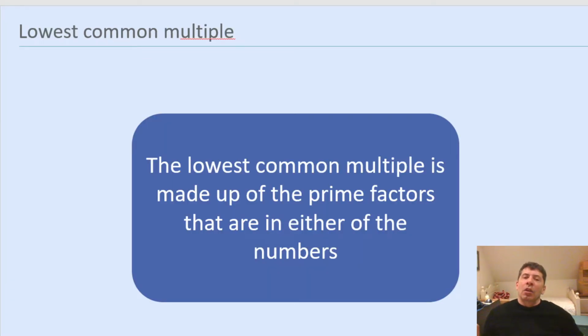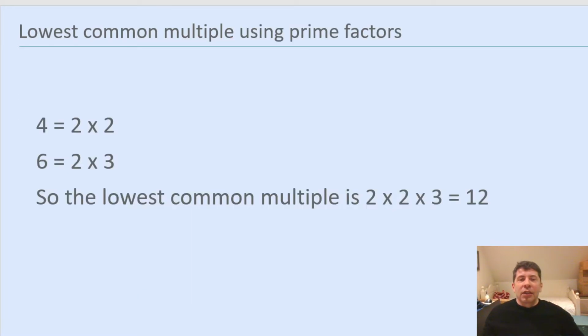Now, this is important because this gives us a way to calculate the lowest common multiple. So the lowest common multiple is made up of the prime factors that are in either of the numbers. So the recipe for the lowest common multiple is made up from prime factors that are in the recipes for either of the numbers. So let's just look at that.